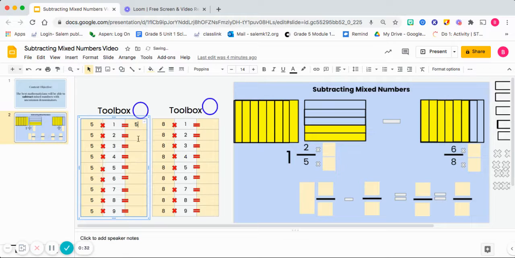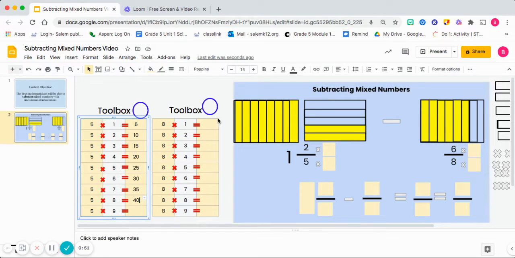5 times 1 is 5, 5 times 2 is 10, 5 times 3 is 15, 5 times 4 is 20, 5 times 5 is 25, 5 times 6 is 30, 5 times 7 is 35, and 5 times 8 is 40.